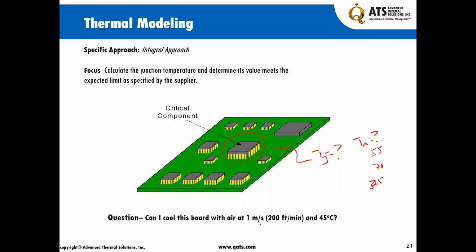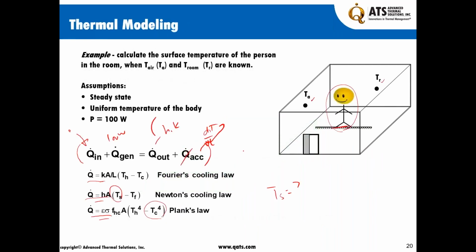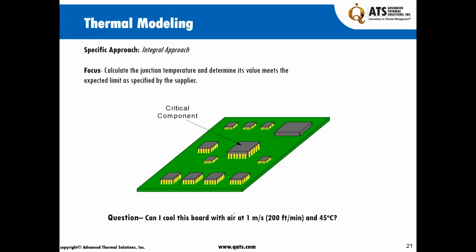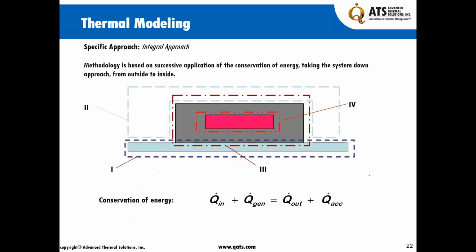And the question is, can I cool this board with 1 meter per second, 200 feet per minute, when the air temperature is 45 degrees C? So I have air coming in at 1 meter per second, and it is at 45 degrees C. And I want to see what I should do with the cooling. What's the junction temperature? So please keep that in mind, and also keep in mind where we are going to apply these equations in order to come up with the junction temperature of this device that you see here, and see what our cooling solution is. So you can get a sense of what the level of the thermal modeling is.